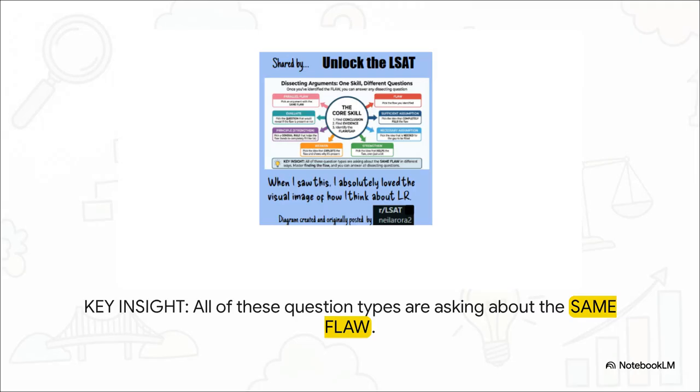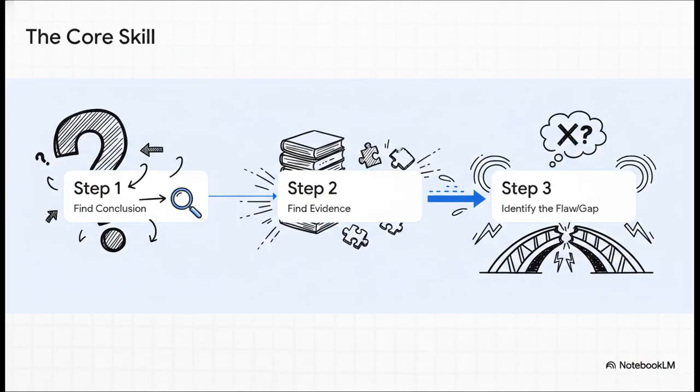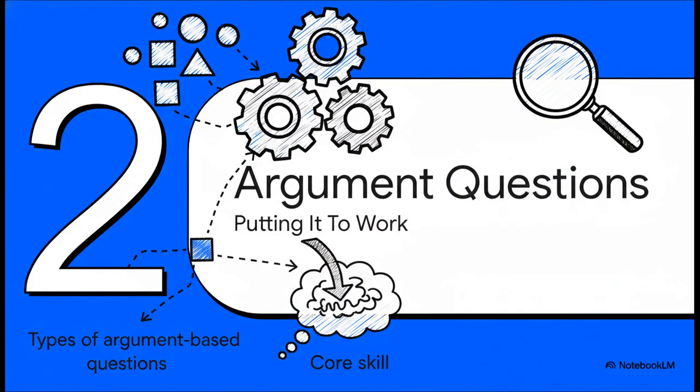And here it is. This is the whole game right here. See, at the heart of pretty much every argument on the LSAT, there's a logical gap, a flaw. And all those different question types we were just talking about, they're just asking you to look at that exact same flaw from a bunch of different angles. So the skill is the simple three-step process. For any argument, first you find the conclusion. What's the main point? Second, you find the evidence. What's the support they're giving? And third, and this is the absolute key, you identify the logical gap between them. Ask yourself, why doesn't this evidence perfectly prove that conclusion? That is the flaw.